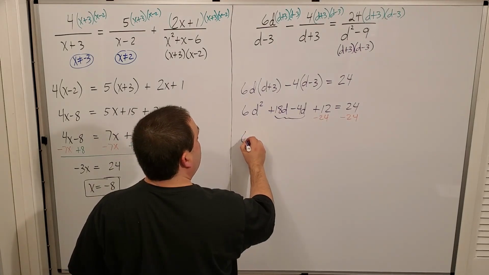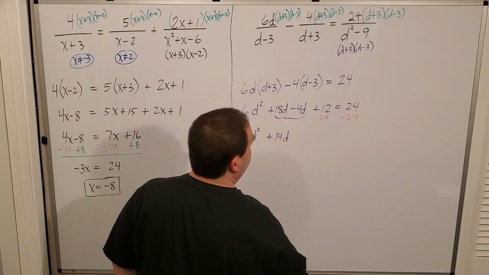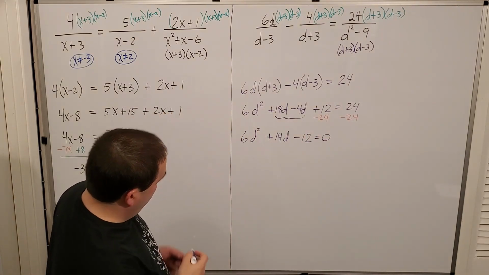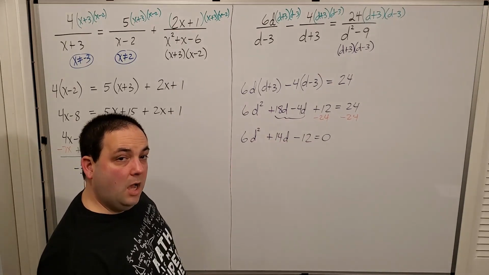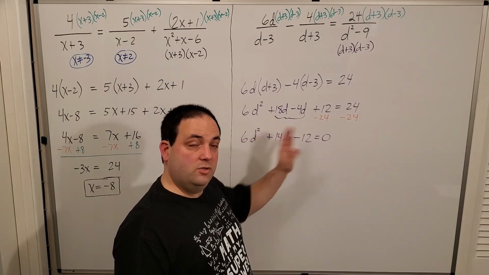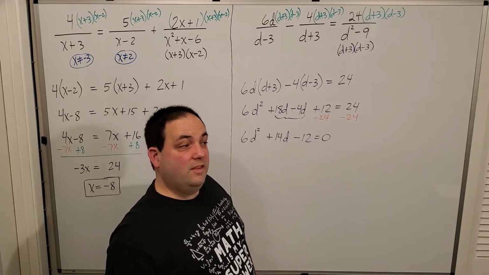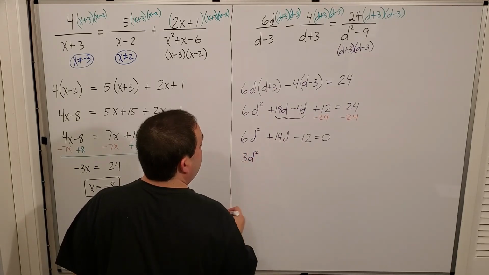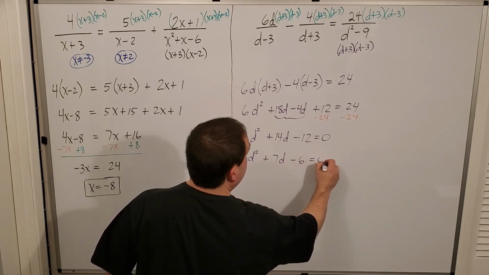Okay, so I have 6 times d squared, plus 14 times d, and now I've got a negative 12 is equal to 0. At this point, I notice that 6, 14, and 12 all have a 2 in common. I'm going to divide everything by 2, which is completely legal, as long as I do it on both sides. And 0 divided by 2 is still 0, so it doesn't take away anything that I already had. Dividing everything by 2 just means I'll have 3 times d squared plus 7 times d minus 6 equals 0.